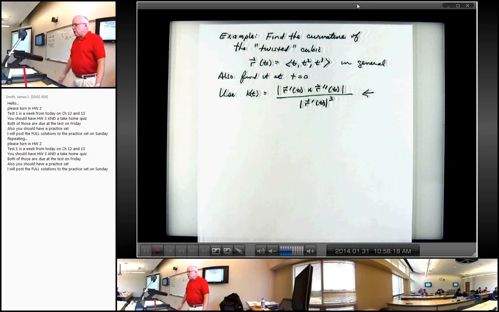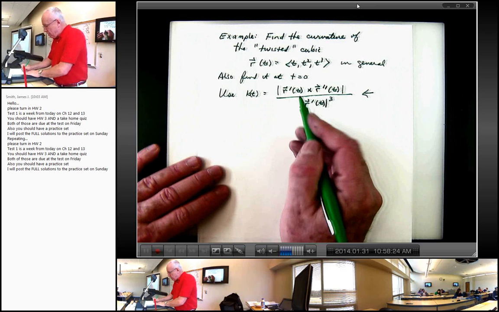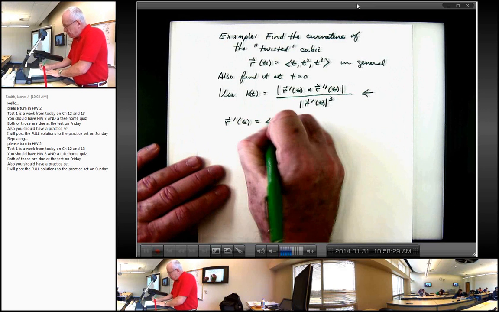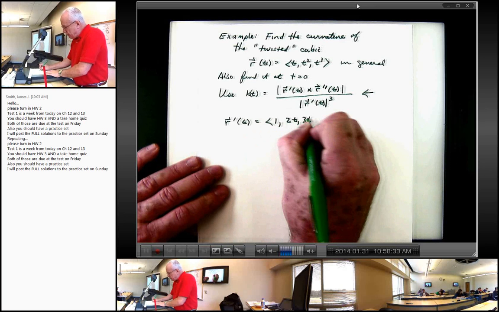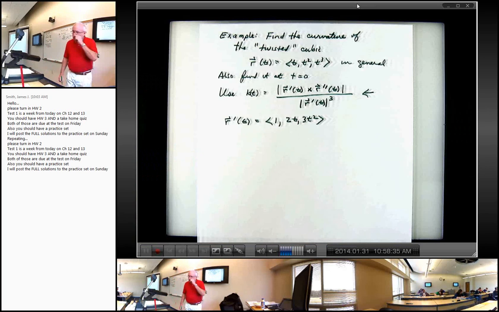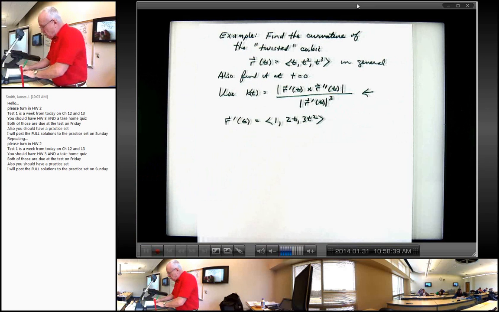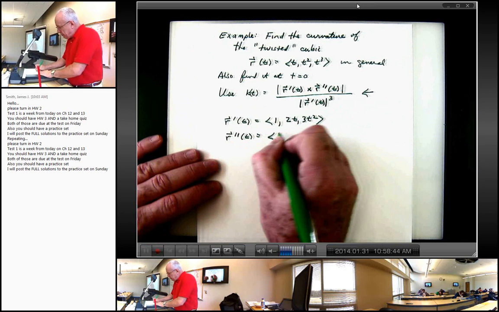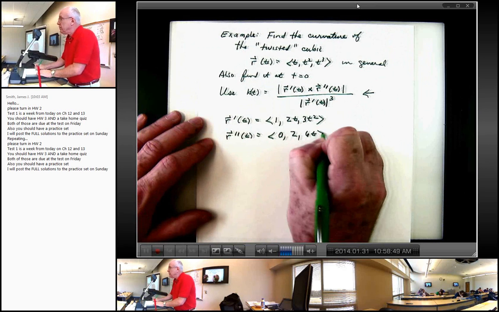So what do we have? So we have this formula in front of us. So obviously what we first have to get is the derivative r prime. So let's go on and do that. And so that's going to be 1, 2t, and 3t squared. And then notice what else we have to get. We have to get r double prime. So let's go on and do that. The derivative of 1 is 0, 2, and 6t. So we have that.